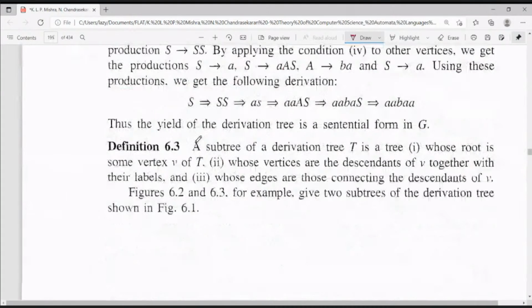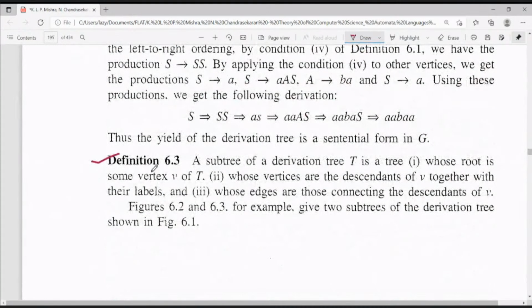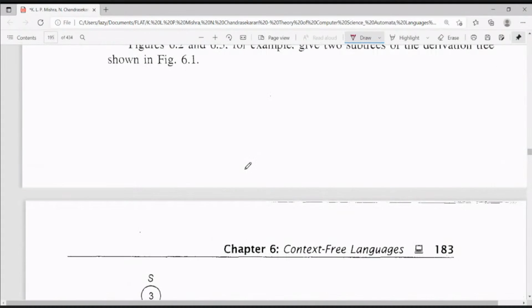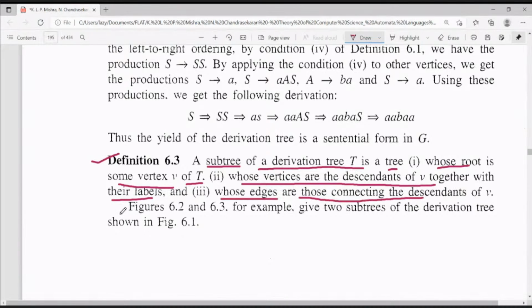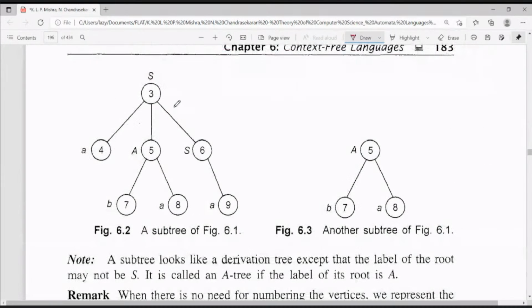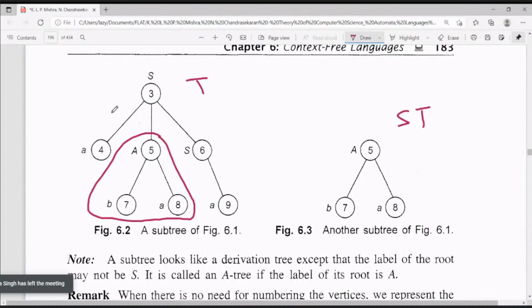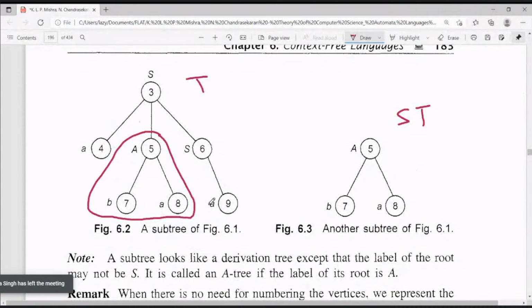Many definitions are there. A subtree of a derivation tree T is a tree whose root is some vertex V of T, whose vertices are descendants of V together with their labels, and whose edges are those connecting the descendants of V. So this is a tree you can consider, and this is a subtree. We have taken this part, and we call it a subtree. Take any part and it is a subtree.